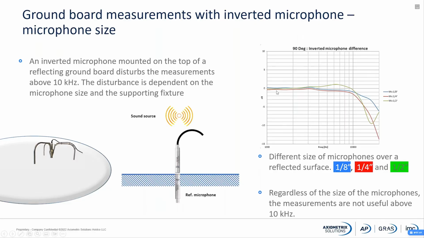But on the contrary, you can see the curves here, and this is the test that we were doing. If we start with the 1/8 of an inch, that is the blue curve. That is almost flat up to roughly 10 kilohertz, and then it starts to drop off. 1/4 inch drops off at 10 kilohertz, and 1/2 inch drops off a little bit before 10 kilohertz. So the conclusion here is that regardless of what size of microphone you're using, the measurements are not really useful above 10 kilohertz.